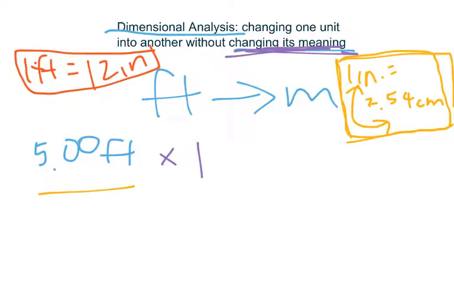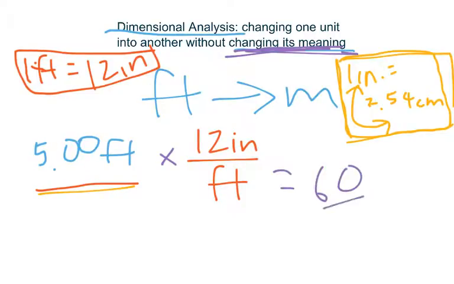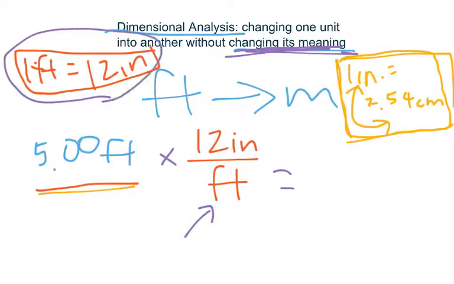Well, what if I said that we can multiply this 5.00 feet by not 1, but what about something like 12 inches over feet? Now, you might be like, wait a second, doesn't that give us 60? That's not equal to 5, is it? Well, here's a little secret. This conversion factor, which we got over here, is actually equal to 1. Not numerically, but in the sense of its meaning, because we know that 12 inches is equal to 1 foot.